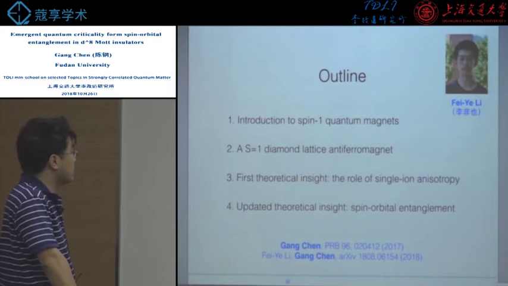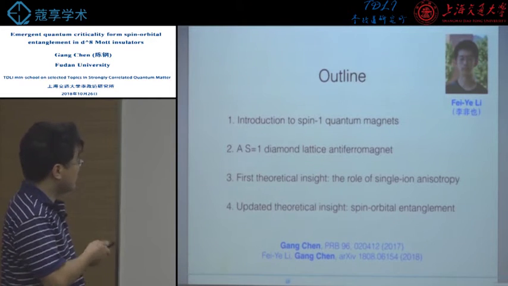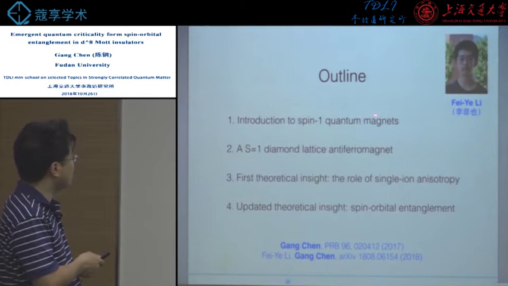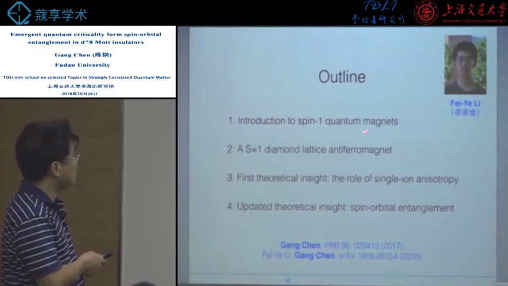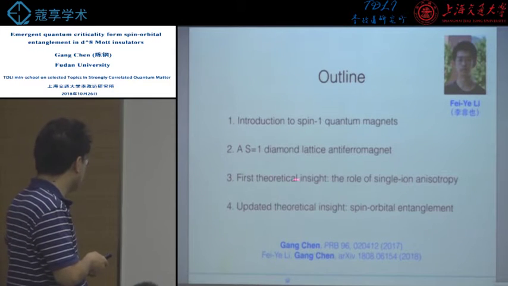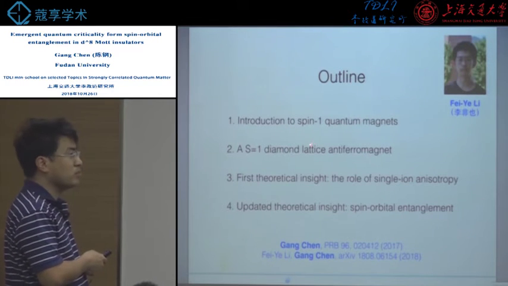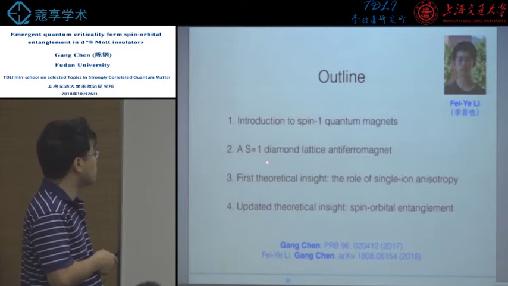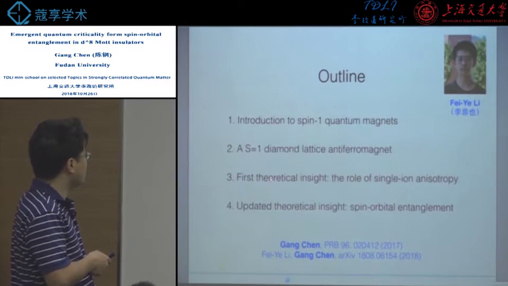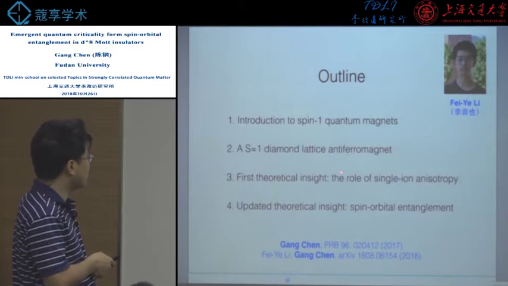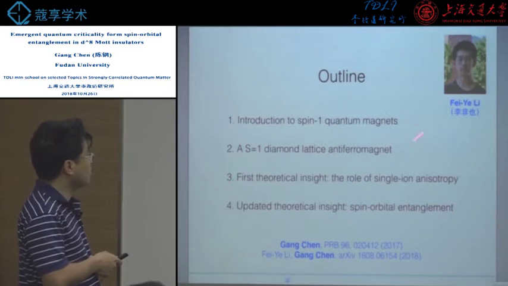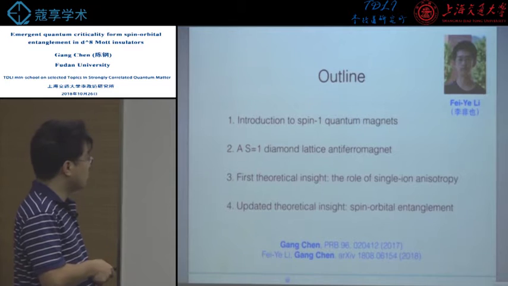Today's talk has four parts. First, we give some introduction to spin-1 quantum magnets, very broadly explaining why spin-1 quantum magnets are interesting. Then I switch more specifically to spin-1 degrees of freedom on a diamond lattice antiferromagnet, and then give you a few theoretical insights to explain some thought about this compound, or more generally on 3D transition metal oxides.